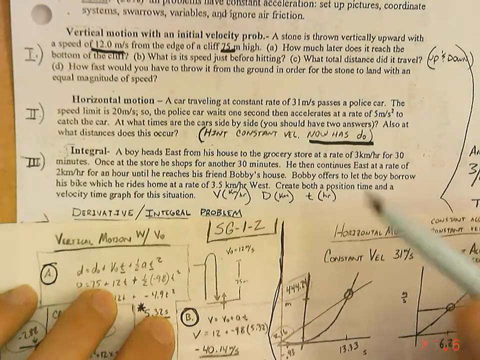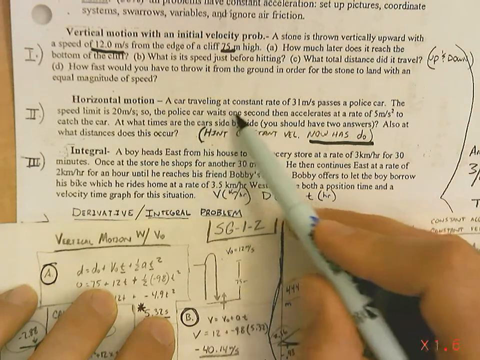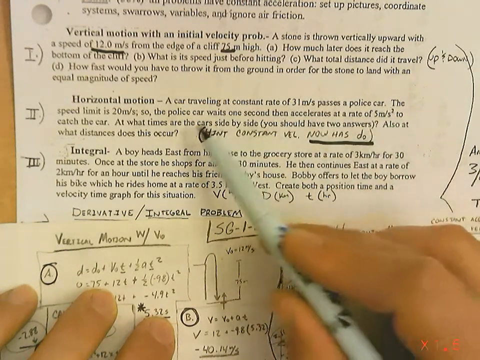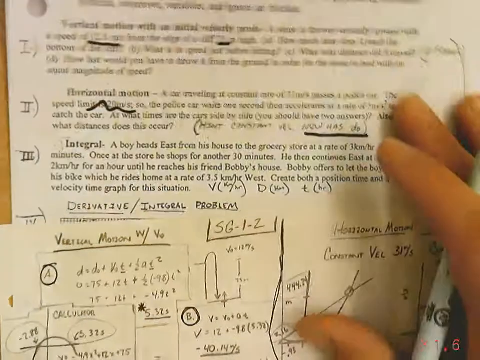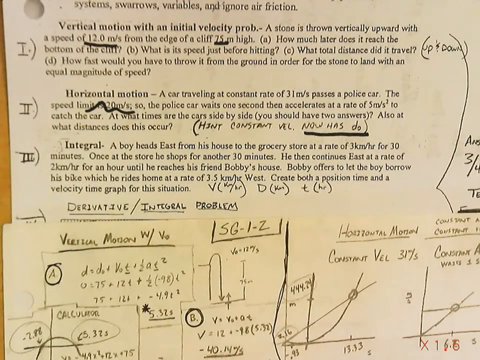Well, constant velocity. So a car traveling at a constant rate of 31 passes a police car. Speed limit is 20, so police car, that's bogus. Don't worry about 20. So the police car goes after him, accelerates at a rate of 5 meters per second squared to catch the car. What times are the cars side by side? Two answers: at the beginning and sometime later.